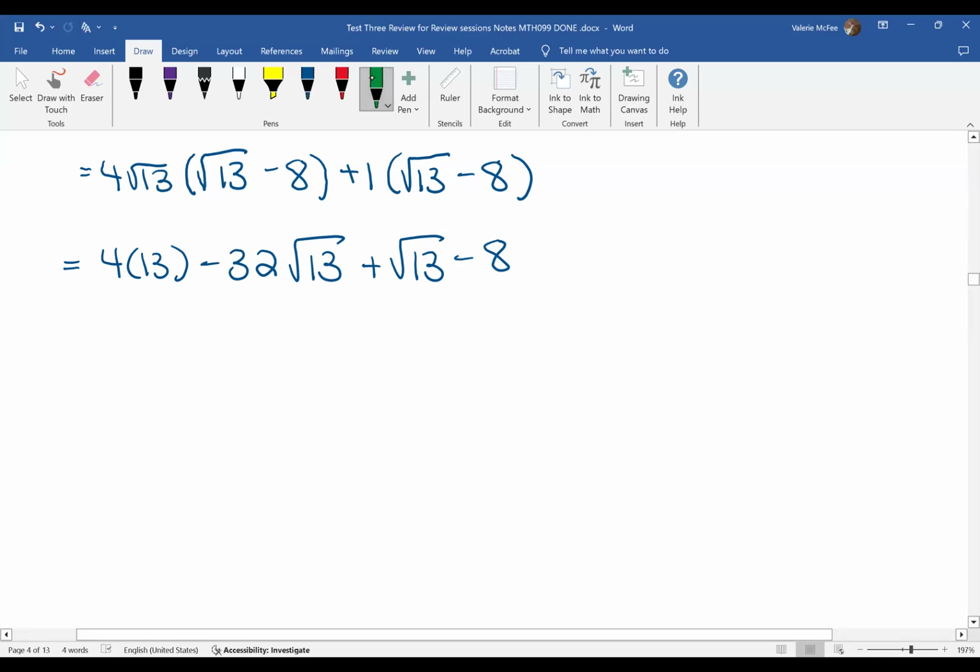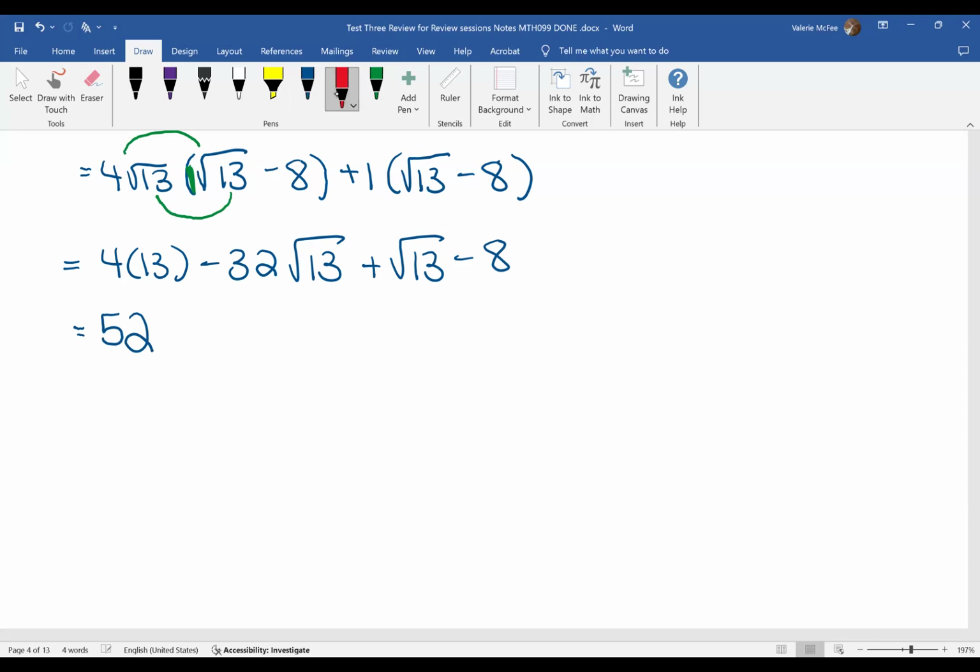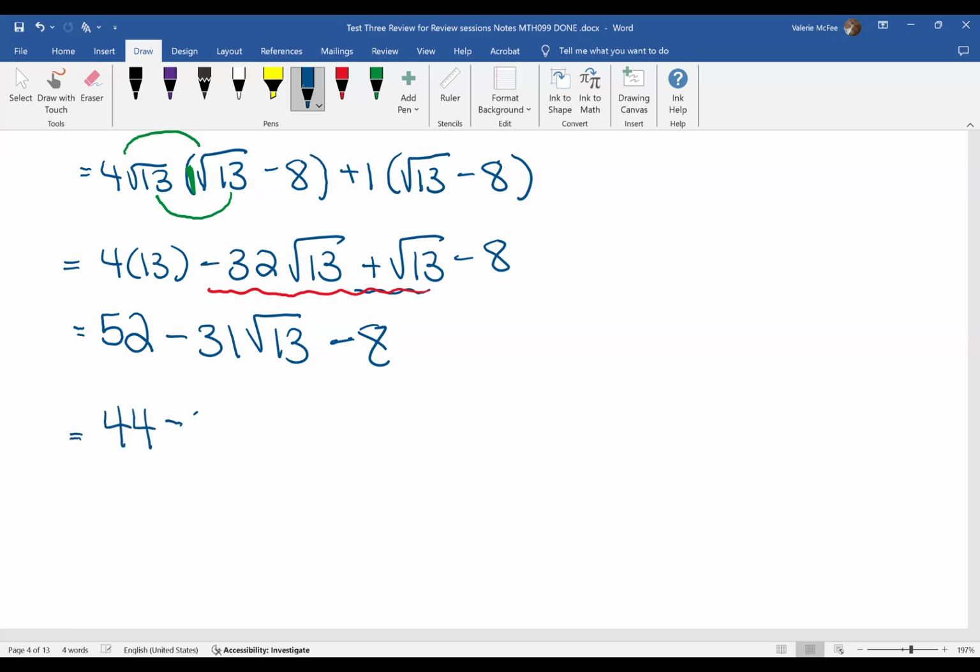When I multiplied 4 root 13 times 13, remember that that 4 is multiplying the 1 outside, and then we had root 13 times root 13, which is 13. So 4 times 13, 52. I have like radicals here, so we can combine those. Negative 32 plus 1, negative 31 root 13. And of course, I have to combine those constants. 52 minus 8, 44, minus 31 root 13.